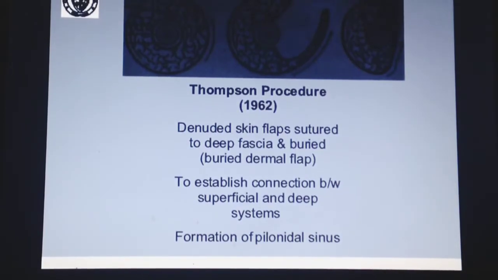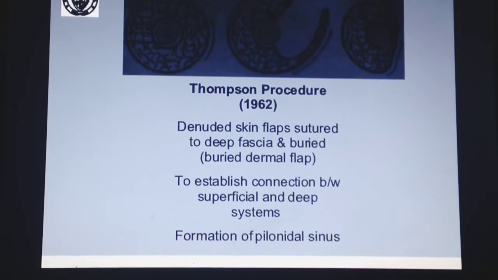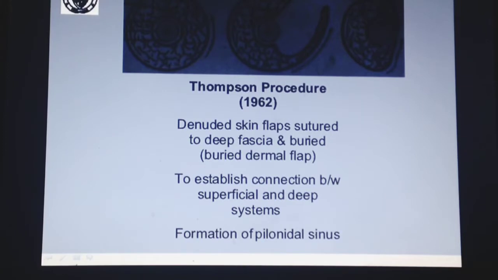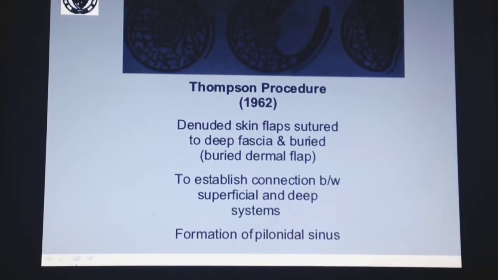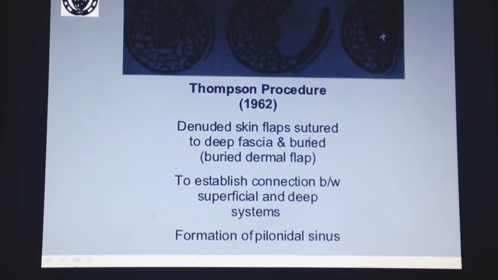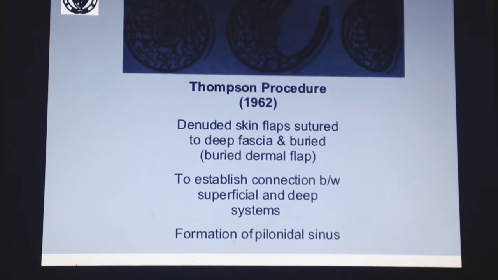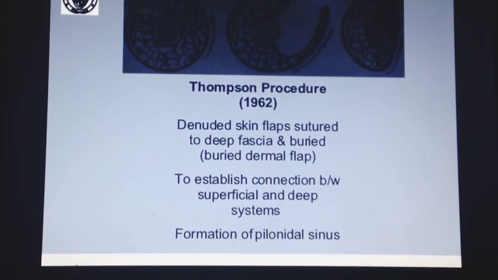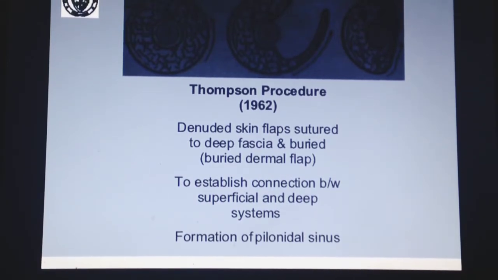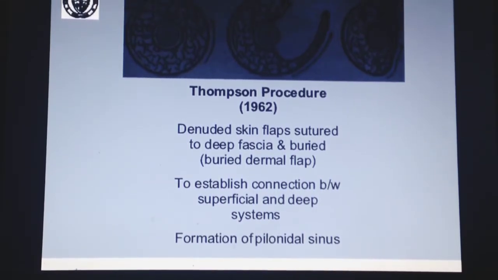In the Thompson procedure, we denude the skin flap and then suture it to the deep fascia. We remove the subcutaneous tissue, denude the skin flap, and attach it to the deep fascia, simply by burying it. We establish a connection between the superficial and deep systems. But there is a complication. This can lead to pilonidal sinus formation.